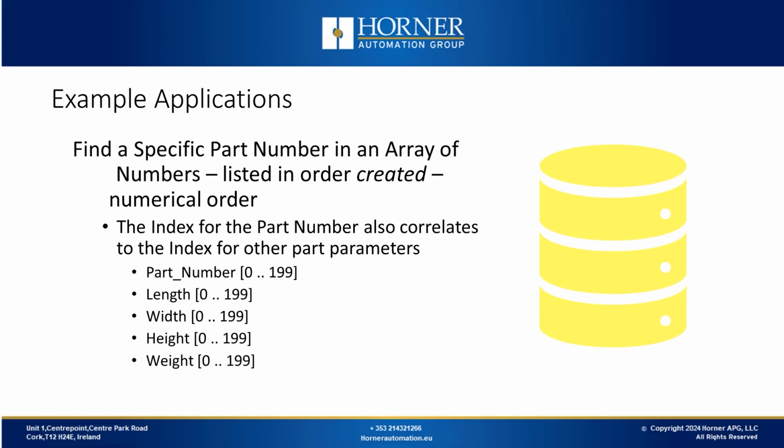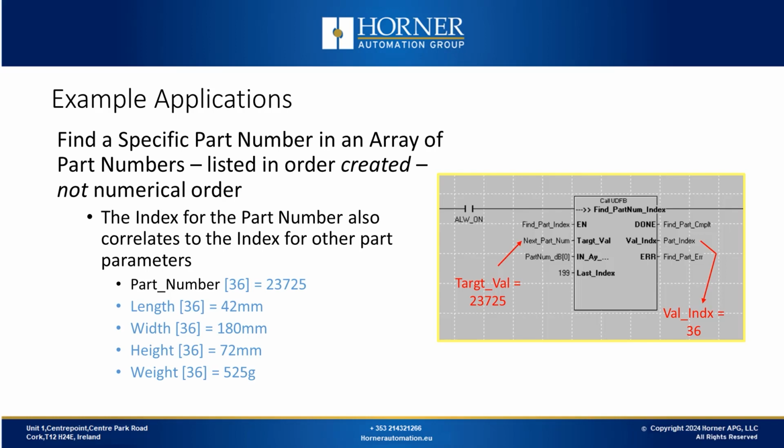So searching through a list for a specific part value would allow us to retrieve similar information from different arrays for the same part. In the latter screenshot shown, we can see how we would do this using a user-defined function block. Here we are performing a data find operation, where we are looking for a specific integer value that represents a part number from an array of data. Once we find this value, which is the index of the part number in this example, and in this case an index of 36, then we use this index to find the corresponding length, width, height, and weight values.